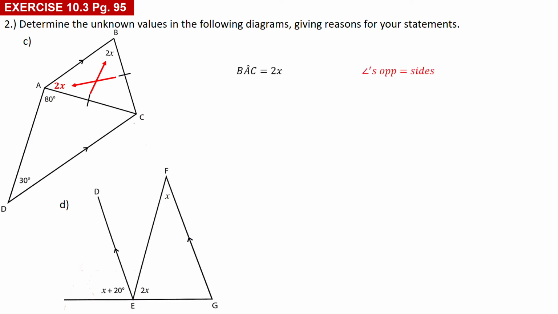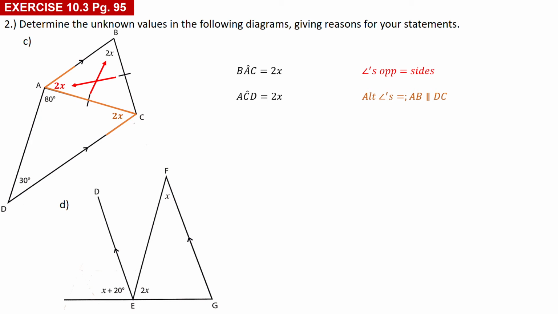Okay, so I started by saying BAC is equal to 2x because of angles opposite equal sides. Please will you remember to state that. If you haven't filled it in, then fill it in. Right, from there, I said, okay, well, there I've got alternating angles. So that angle, ACD, should be equal to 2x also. Alternating angles are equal. State your parallel lines.